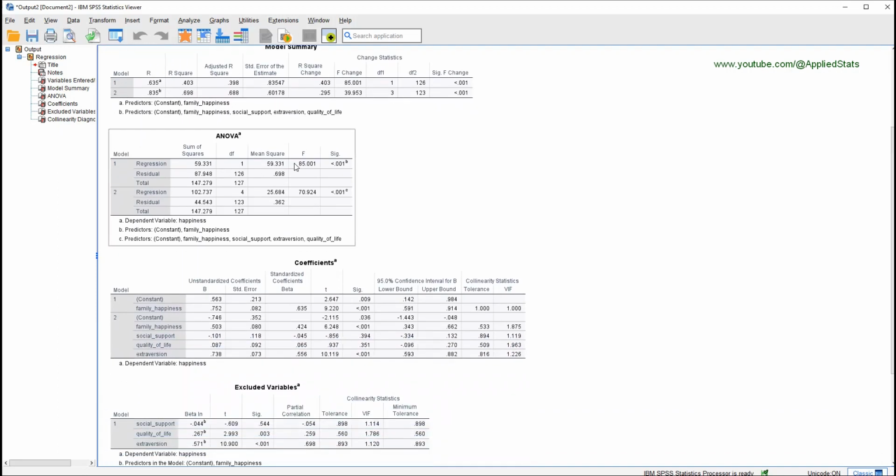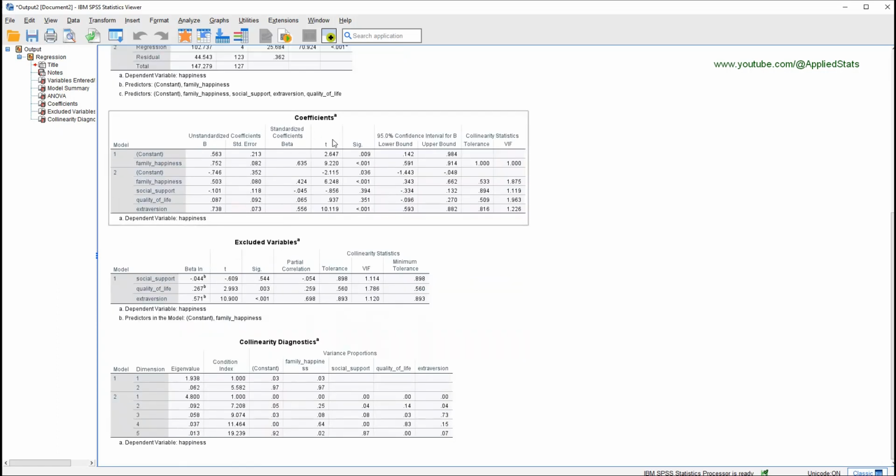Then again, you have the ANOVA table for two regression analyses. In the first one, there's only family happiness. And so your F is 85.001, which is significant. And your second regression includes all of your predictors, 4 predictors, and the F value is 70.9, which is significant.